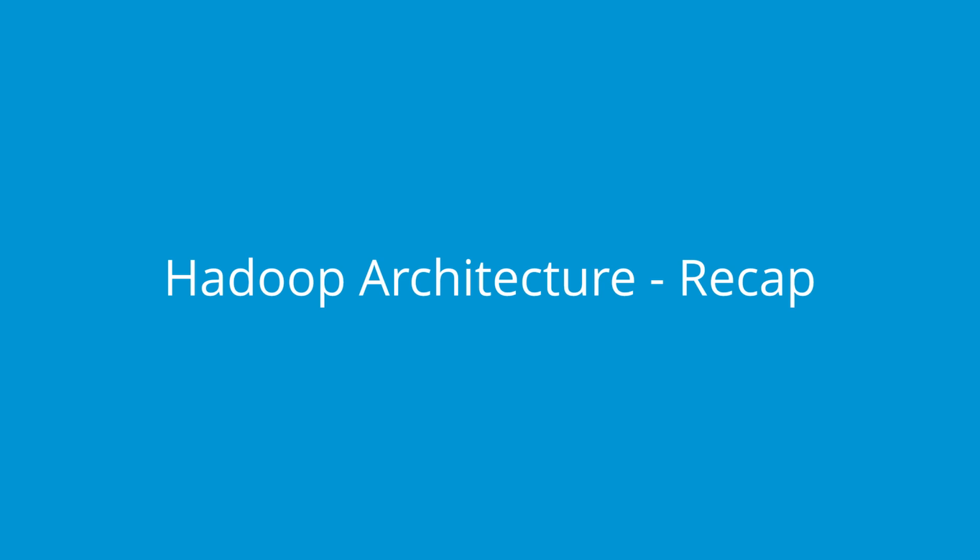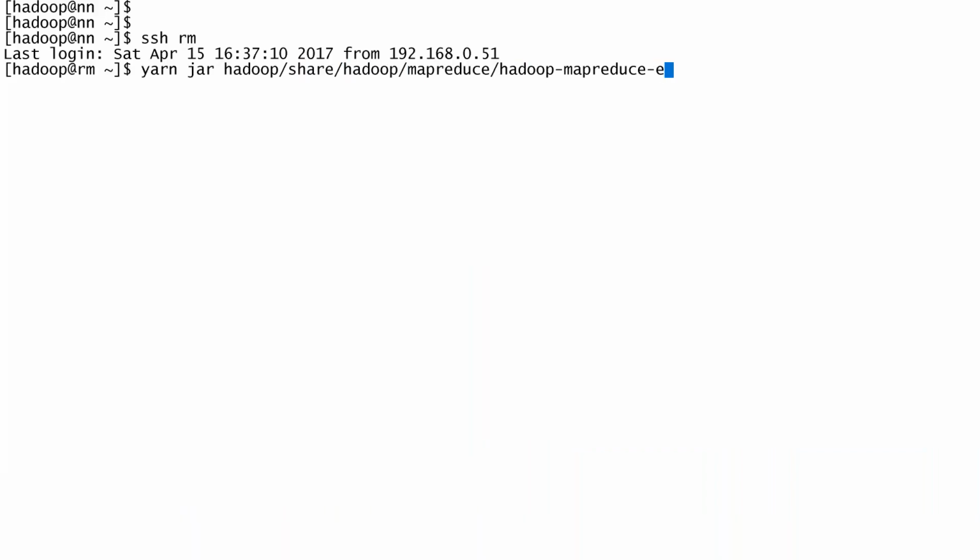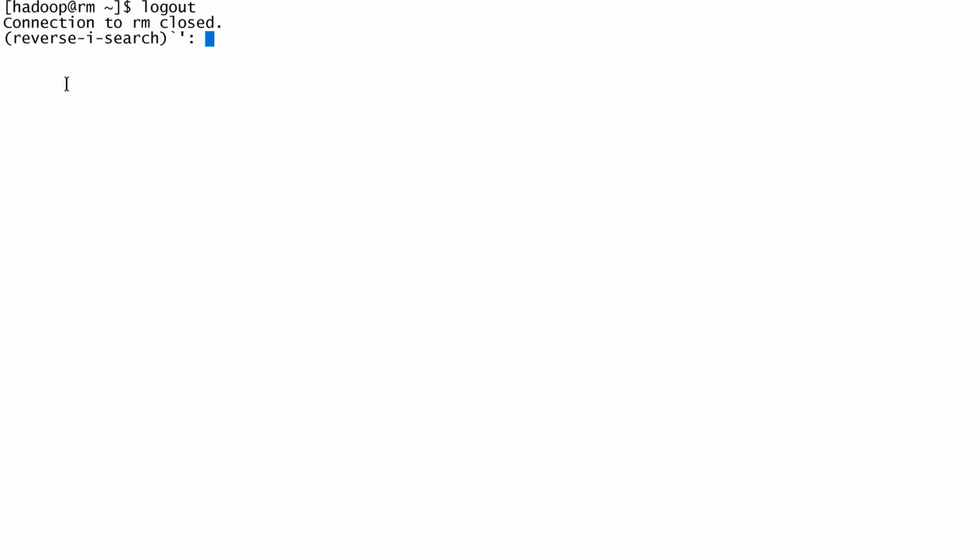Okay, let's do a recap first about the Hadoop architecture. This is what we have created. We were able to create our name node, secondary name node, job history server, resource manager, and a couple of nodes with the node managers and the data node. We can run a small job also to see the YARN child containers. So we can simply run a command, yarn jar, Hadoop share Hadoop MapReduce, and this will generate the YARN child containers also, which I will show you from here.